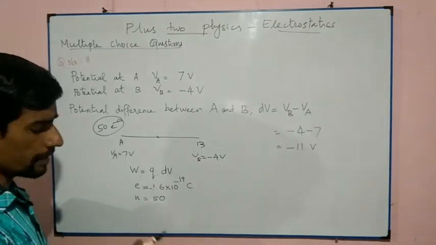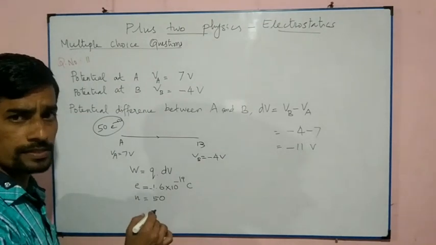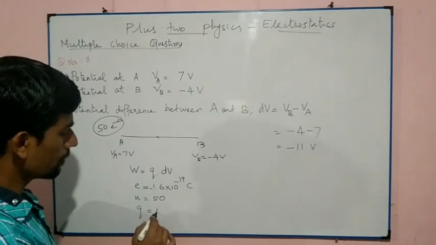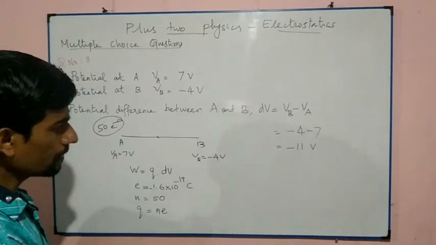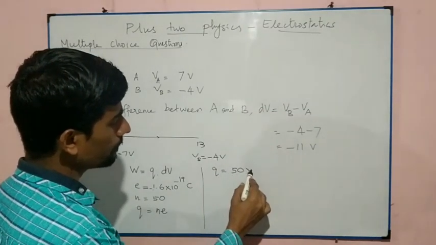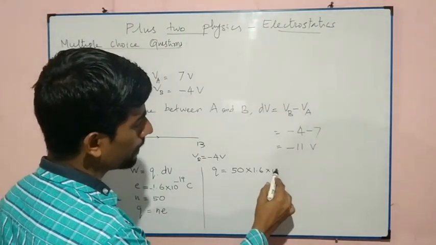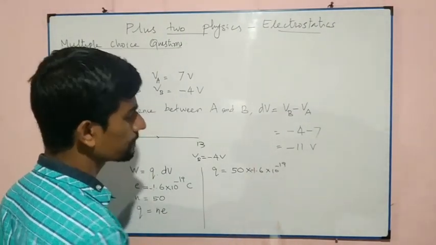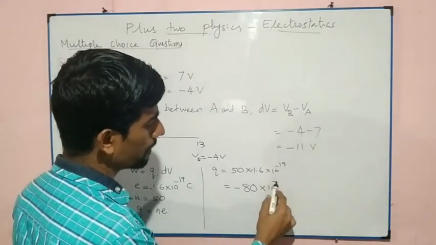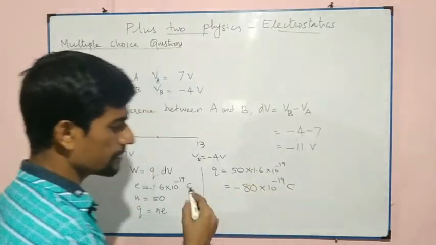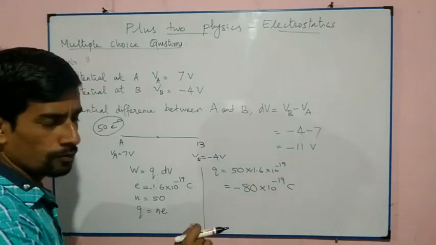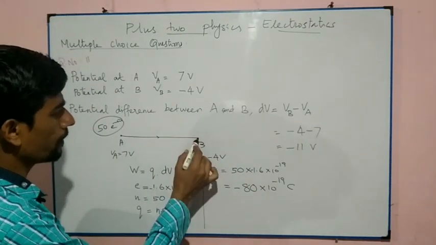So 50 electrons are there, and the charge of 1 electron is equal to minus 1.6 into 10 power minus 19 coulomb. Therefore, the total charge Q is equal to Ne. Now substituting the value, Q is equal to 50 into 1.6 into 10 power minus 19 with a negative sign. So we get minus 80 into 10 power minus 19 coulomb. This is the charge, and we are moving this charge from point A to point B.